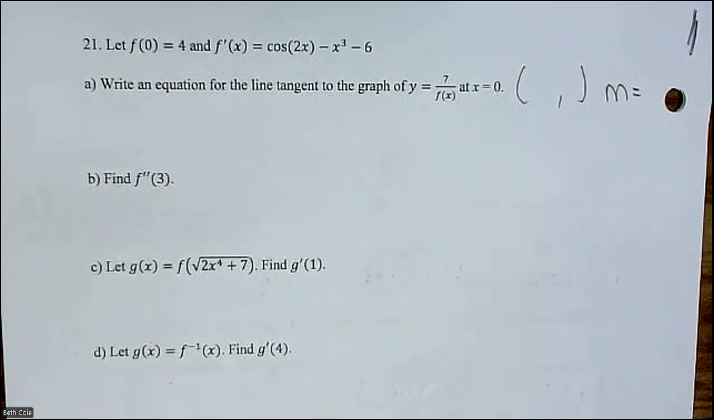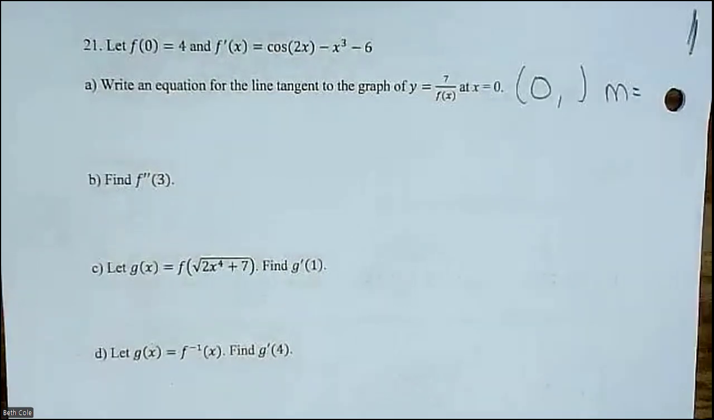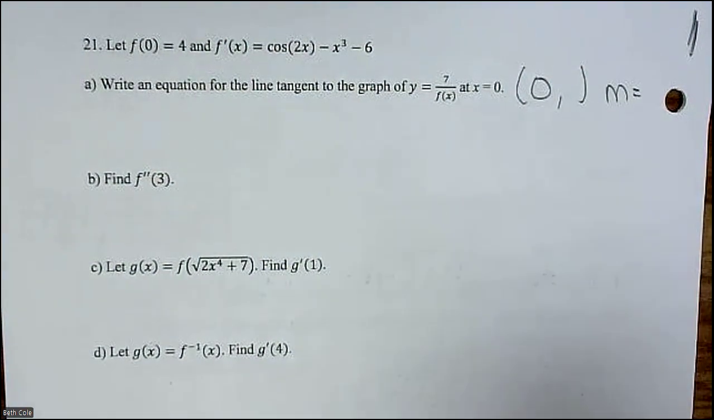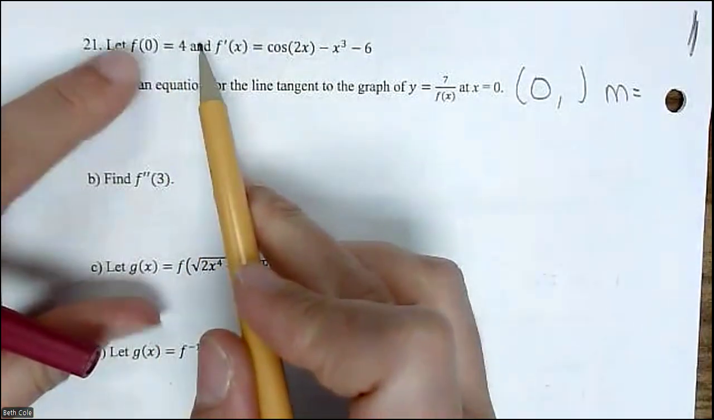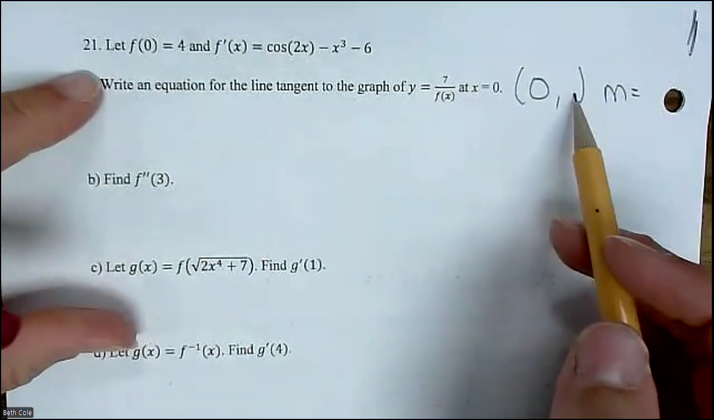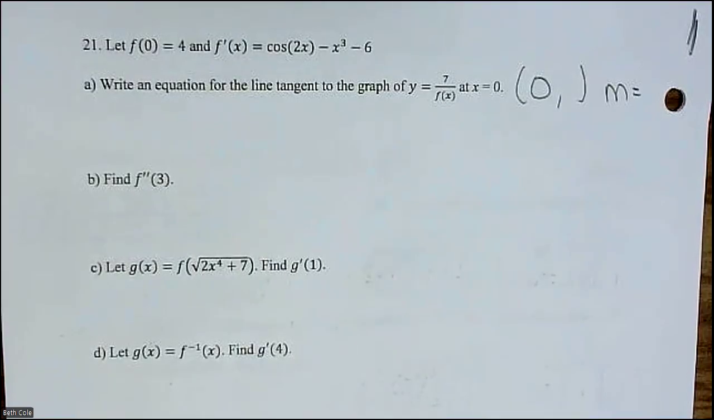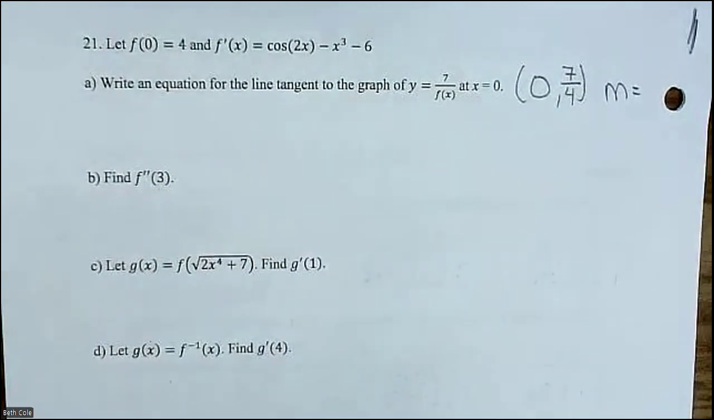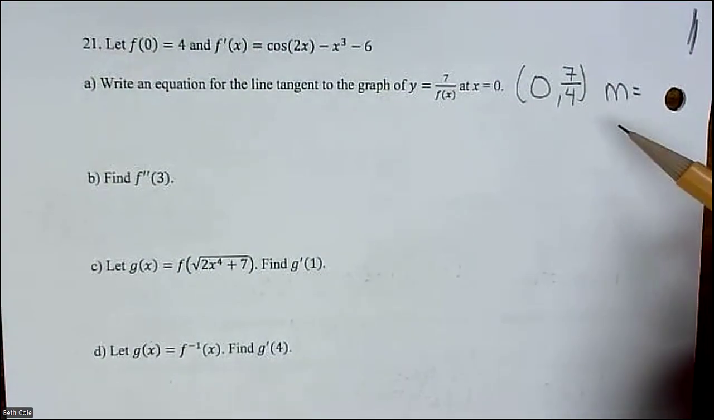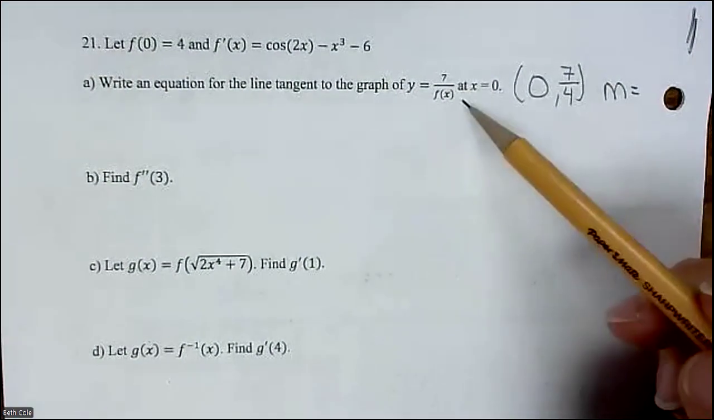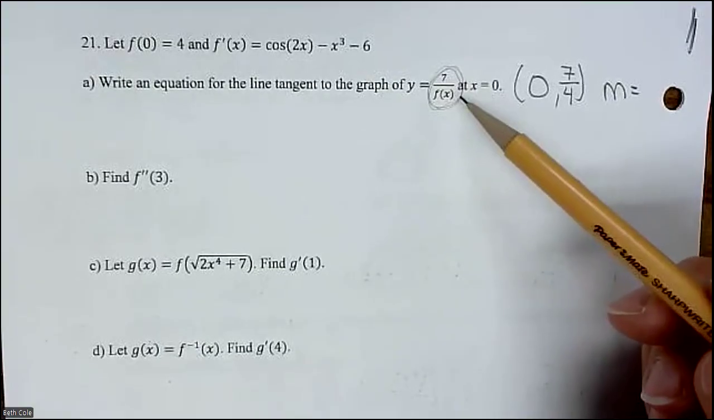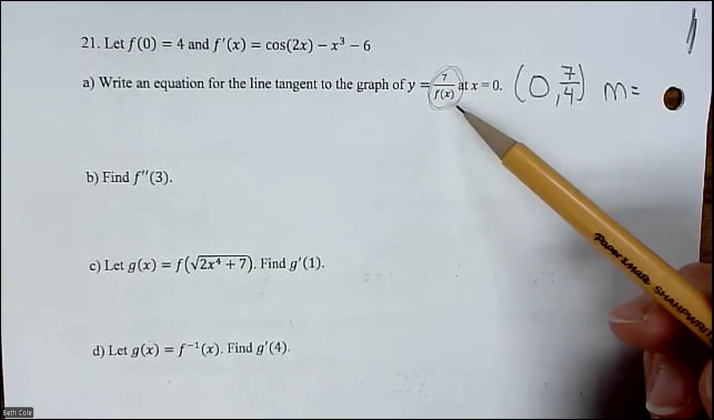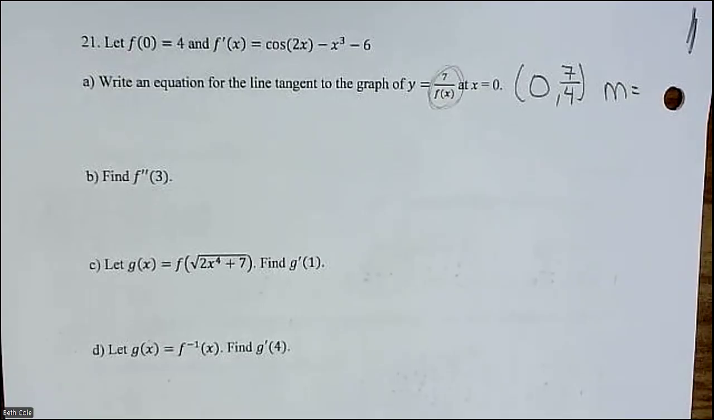What's the x value for our point? 0. Now, hold on. It does tell you that f of 0 is 4, but this is not 4. I want you to read carefully. Why is it 7 over 4? Read. Why is it 7 over 4? Because that's correct. Good job. Do you see how it's 7 over f of x? Okay, they're trying to trick. Was that hard though? No, but you have to calm down and read.